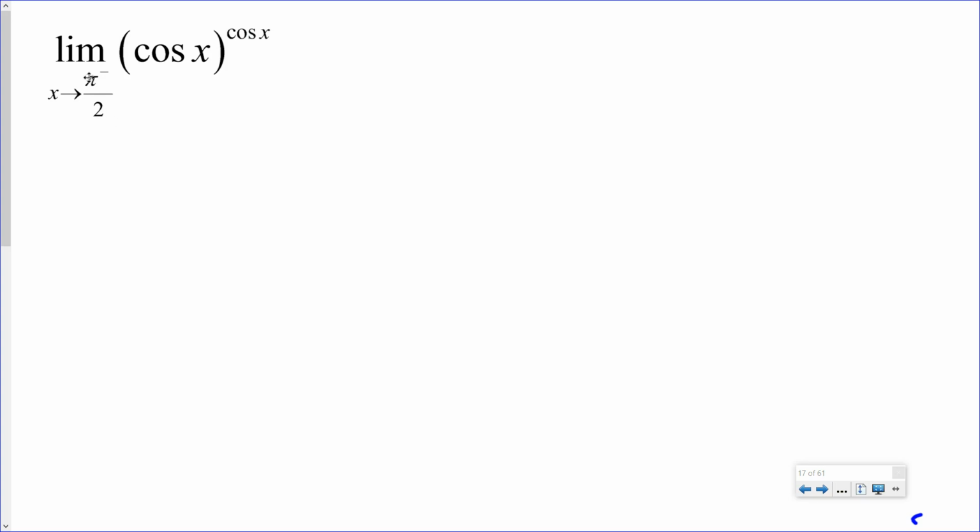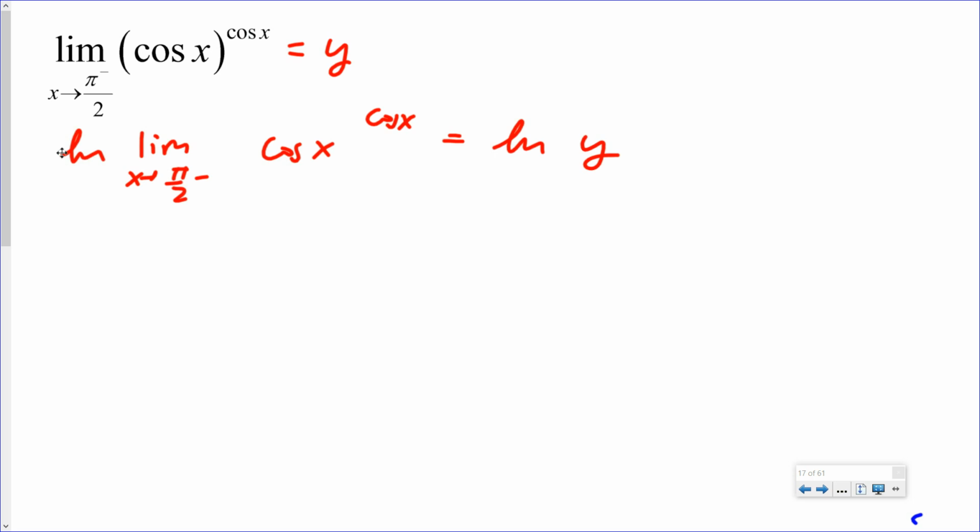So guys, if you have a problem where you want to take the limit of cosine x raised to the cosine x, what do you think you do? How would you do it? Yeah, you'd set this equal to y, and then you would take the log of both sides. So this is a log of the limit as x goes to pi over 2 from the left of cosine x raised to the cosine x, equal to the log of y.